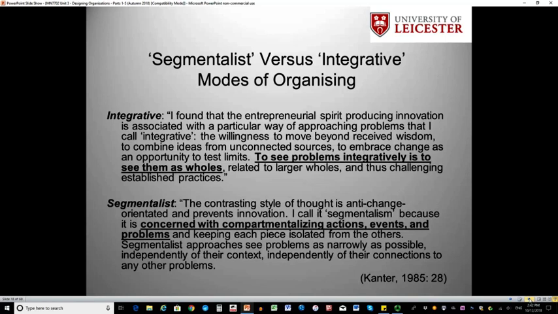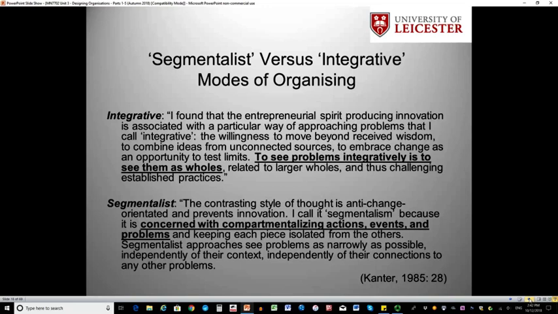And actually, if you look at the Cantor text, she talks about how an integrative organisation is one that sees problems integratively, to see those problems as wholes, so that you can see how an integrative mode of organising or an organic mode of organising helps us to solve that initial problem I talked about, which was this part-whole problem linked to the innovation process.